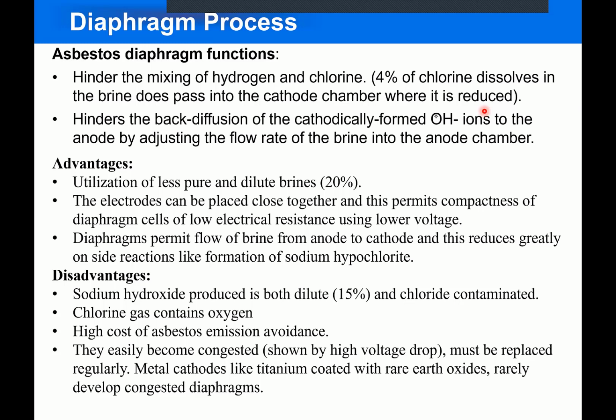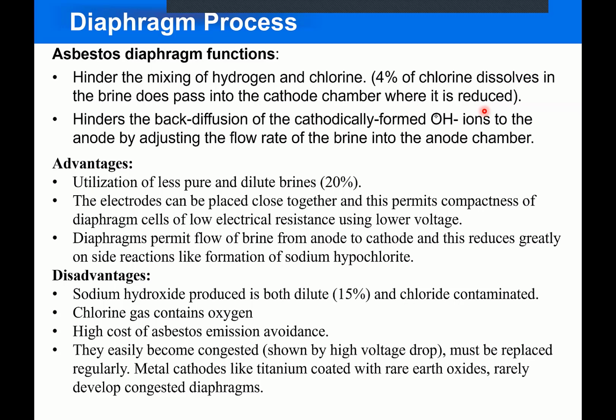However, it has disadvantages because the sodium hydroxide produced in that solution is much less concentrated compared to the mercury process, and it's also contaminated with chloride ions. The chlorine gas produced from this process is also contaminated with oxygen, and the asbestos separator used requires very high cost to avoid emission because this is a carcinogenic substance and it has a lot of environmental hazards.